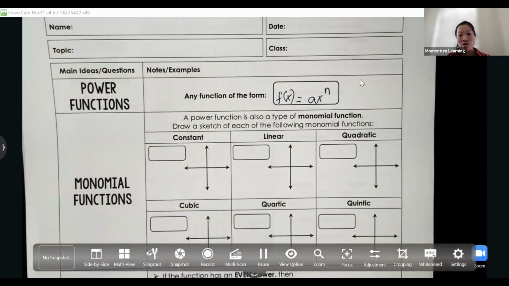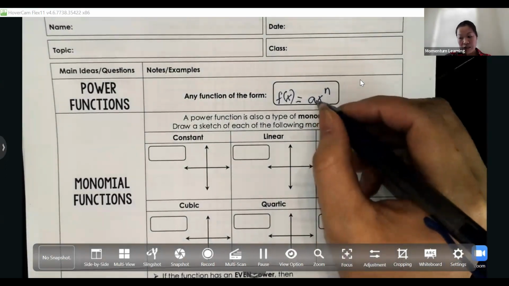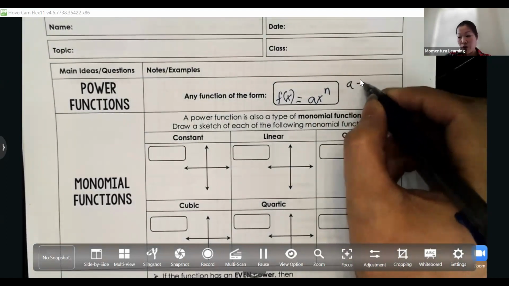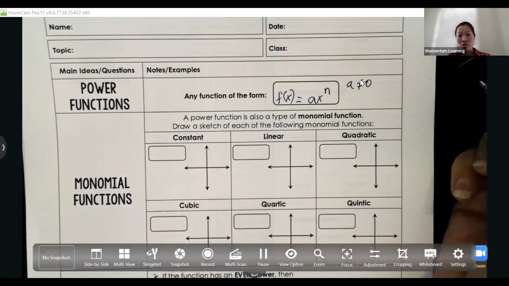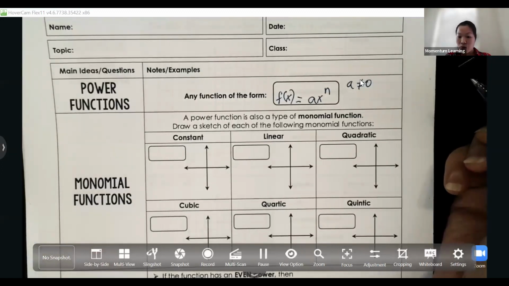Just like log and exponential, there are restrictions, domain and range. There are restrictions for a power function. A is a coefficient, a constant. It cannot equal 0, because when it's equal to 0, the whole function is equal to 0, and it's not a power function anymore. It's a horizontal line, right? So that's our first restriction.